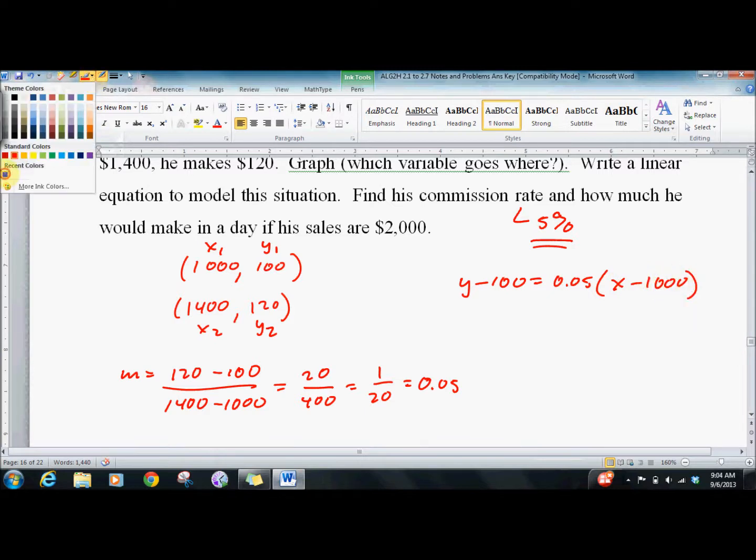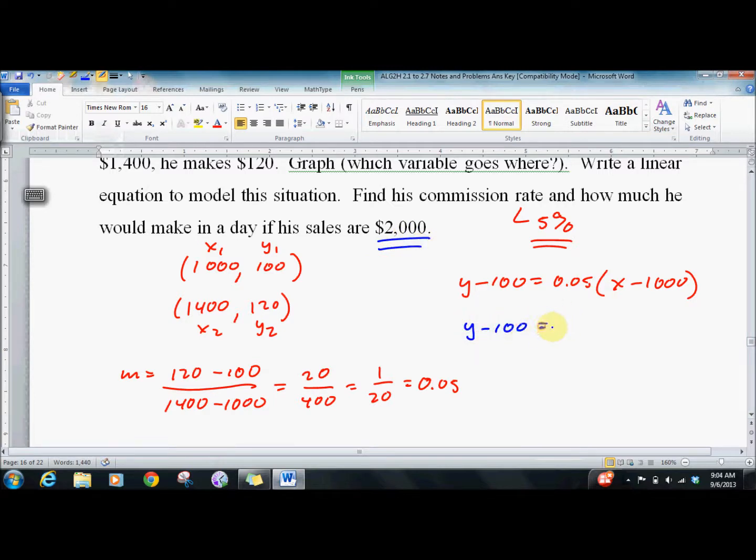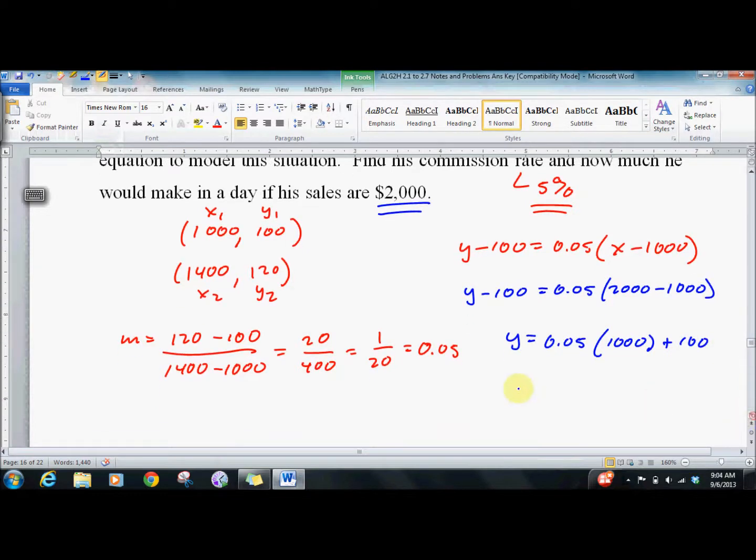So the question is, how much money will he make if the sales are 2,000? That's the x. Y minus 100 equals 0.05 times 2,000 minus 1,000. Y equals 0.05 times 1,000 plus 100. Y equals 10 plus 100. Looks like he'll make $110. Oh, nope, 50. $150. Tricky problem. Got to get your X and Y set up first. That's it. Good luck.